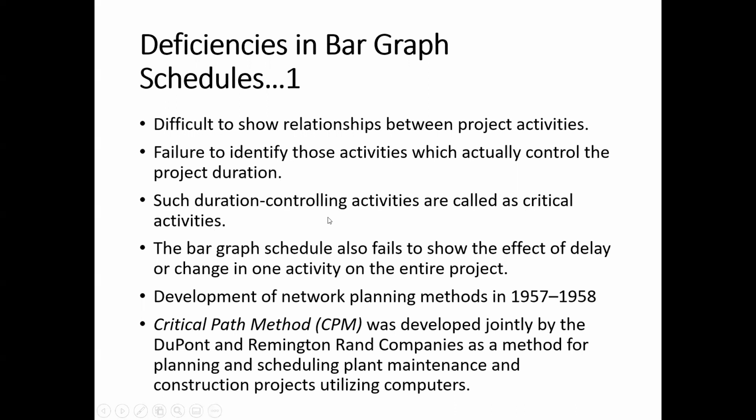Such duration controlling activities are called critical activities. So those activities which, if they are delayed, then they will delay the whole project. The bar graph schedule also fails to show the effect of delay or change in one activity on the entire project. Although it is also possible, we have to look into much more detail and provide much more effort in manual calculations to show that if one activity is delayed, then which other activity will be delayed.